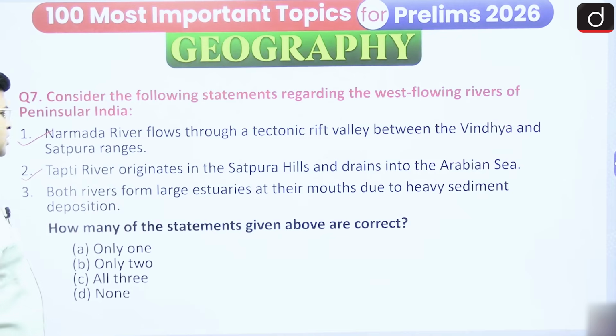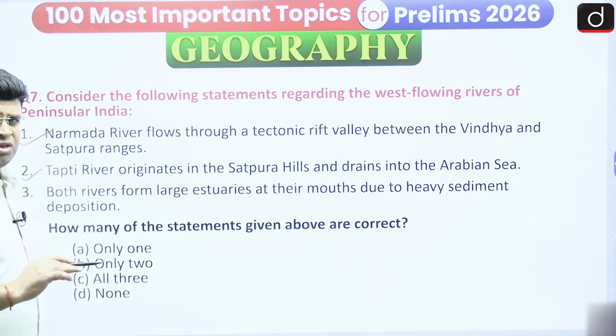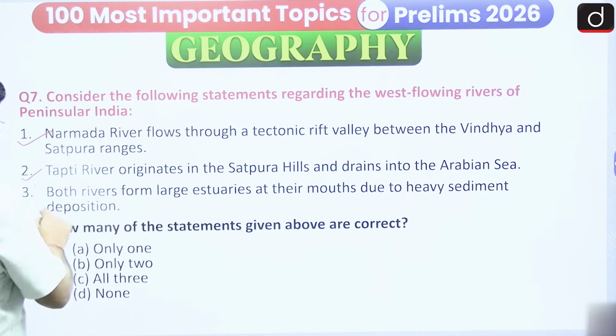Both rivers form large estuaries. Yes, they are forming large estuaries at their mouth. But in the case of an estuary, there is no deposition due to heavy sediments, so it is a wrong statement. You can say that only two statements are correct.